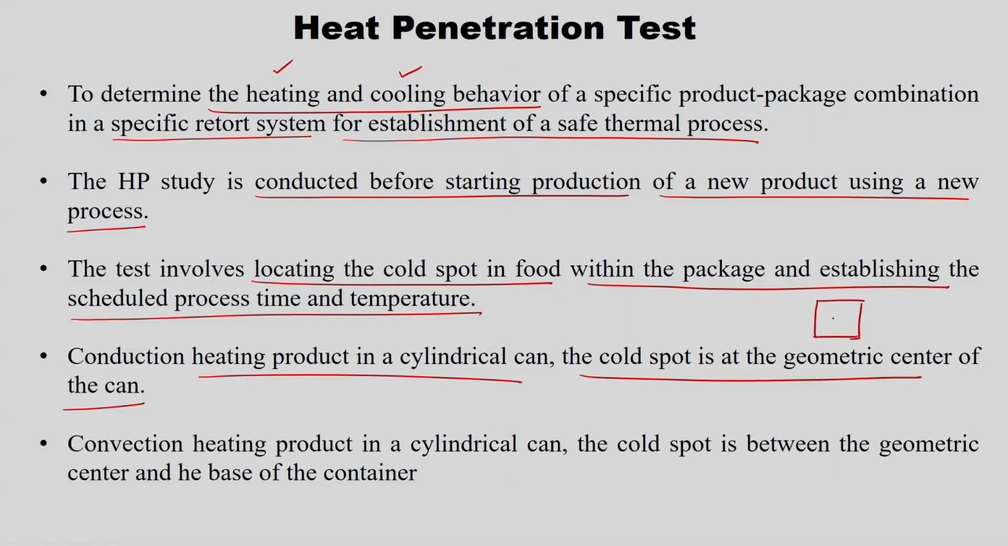So, this is my can. If it is a solid food particle, then the geometric center of the can would be the coldest point, because we are applying the heat at the wall. When it penetrates, based on the thermal conductivity of the solid particle, the coldest point lies in the geometric center of the container. If it is convection heating in the cylindrical can, the cold spot is between the geometric center and the base of the container, so in between somewhere. Mostly they say 1/10th of the height of the container.